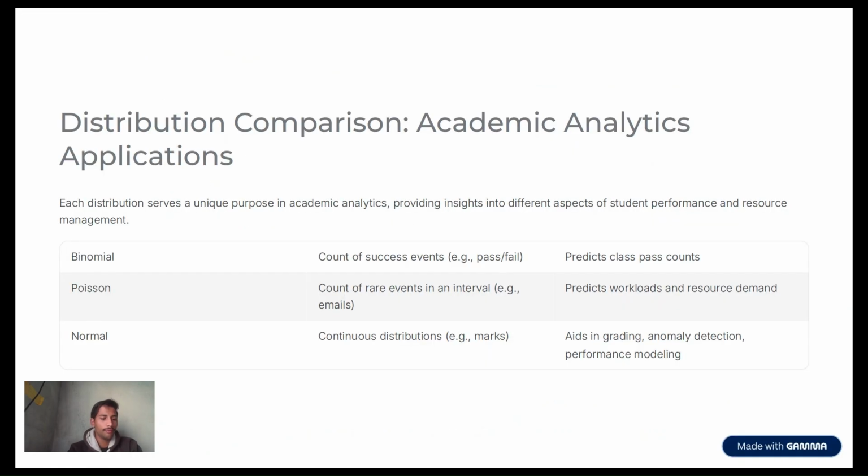At last, we get to the conclusion. To conclude, we have applied Bayes theorem to identify individual failure risk, binomial distribution to model pass-fail counts, Poisson distribution for predicting resource demand, and normal distribution for analyzing overall student performance.